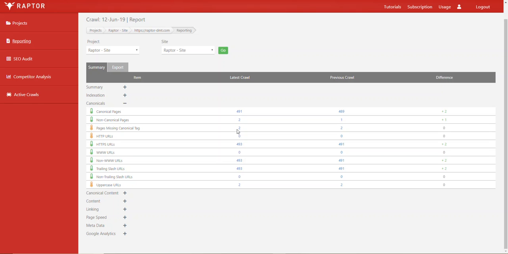For each of these, we provide data on the amount that we found of each of these types during the latest crawl, and we also find the data for the previous crawl, and we show any differences here.